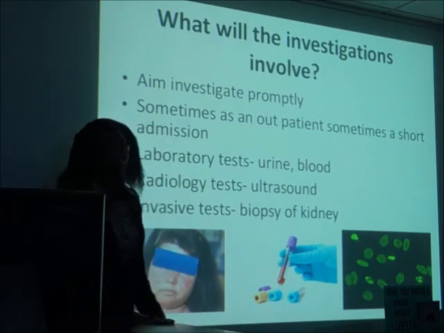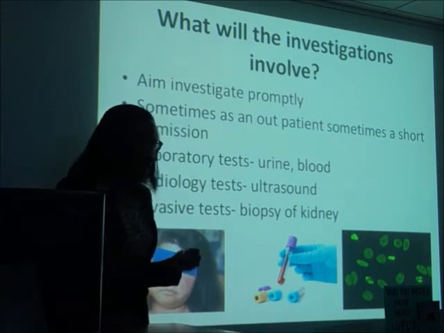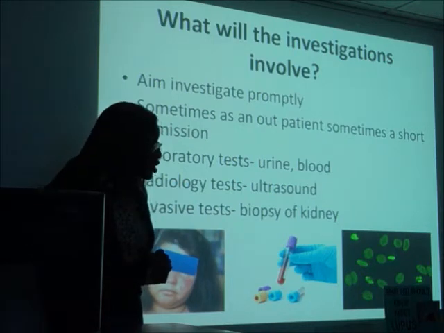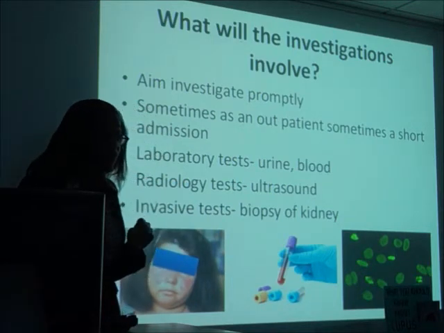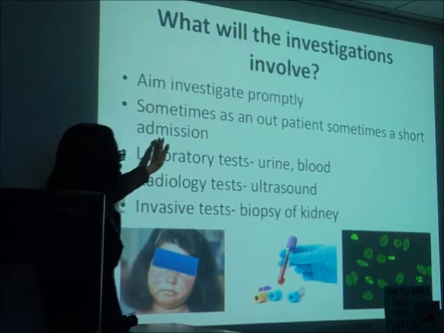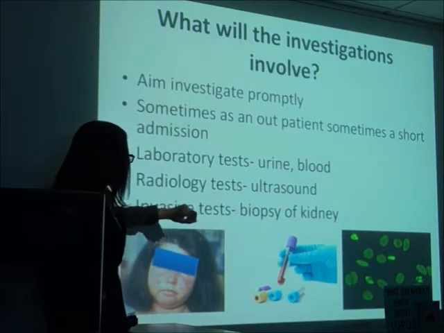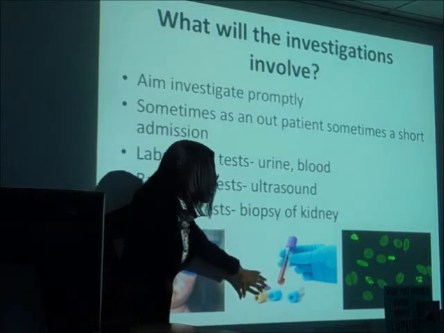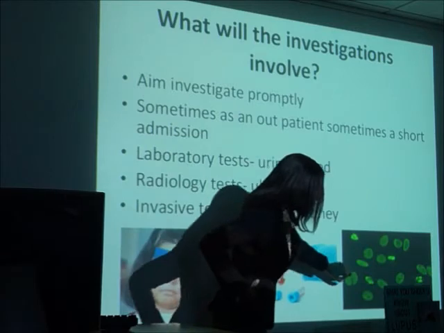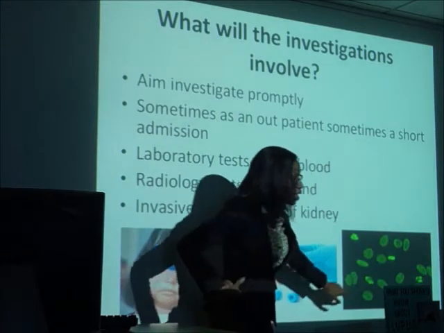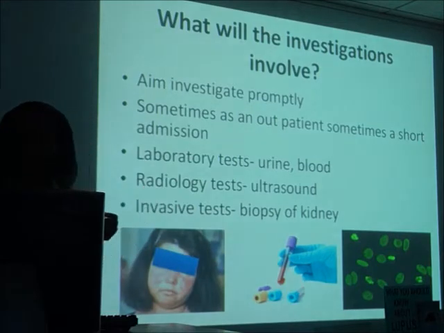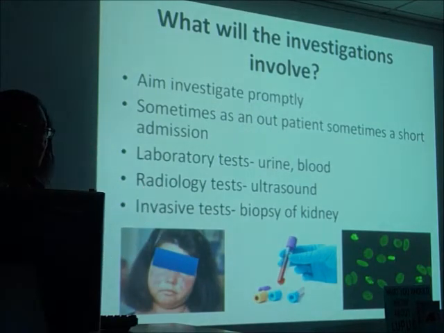Sometimes what we do is we actually admit a person and get through the investigations very quickly, especially if we think they'll need a renal biopsy, or if they're very poorly. But a lot of the time we can just do it as an outpatient. And so you might find that a lot of blood tests are taken. One of the special tests we do is for the anti-nuclear antibody, which is almost pathognomonic of lupus. In other words, it is characteristic of lupus.